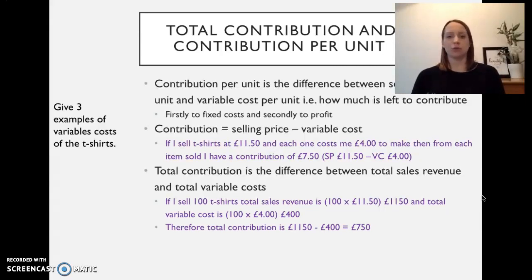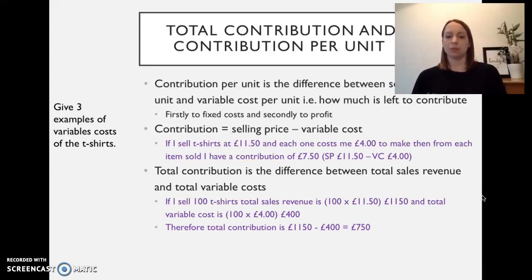So let's use this very crude example. If I sell t-shirts at £11.50 and each one costs me £4 to make, then from each of my items sold, I have a contribution of £7.50 to put towards my fixed costs. So SP is my selling price, again £11.50, and I'm taking that away from my VC, which is my variable costs of £4, to give me £7.50, the contribution per unit that I'm putting towards my costs.